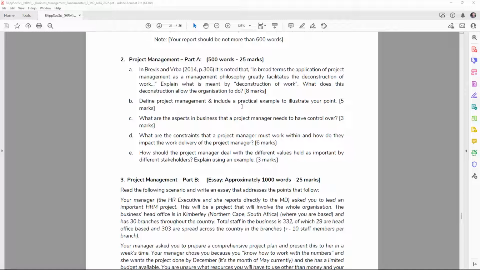A project could also be the implementation of a new software system in an organization, or the building of a new manufacturing plant. And from your practical experience, you'll probably be able to come up with even better examples. So what is project management, in an example? And then, what are the aspects in business that the project manager needs to have control over? A project manager is in a unique situation.